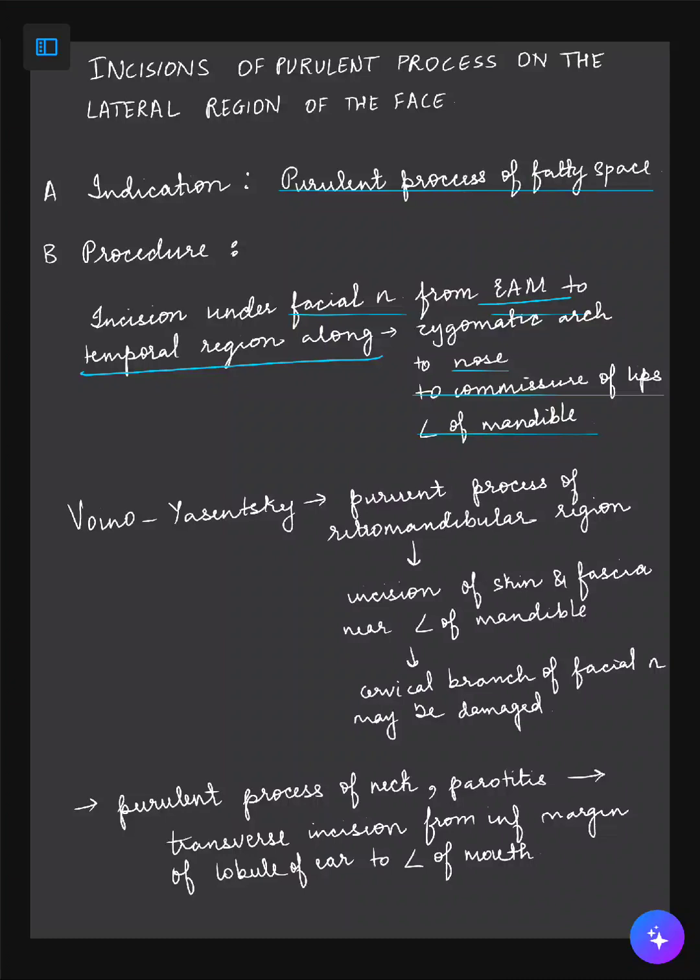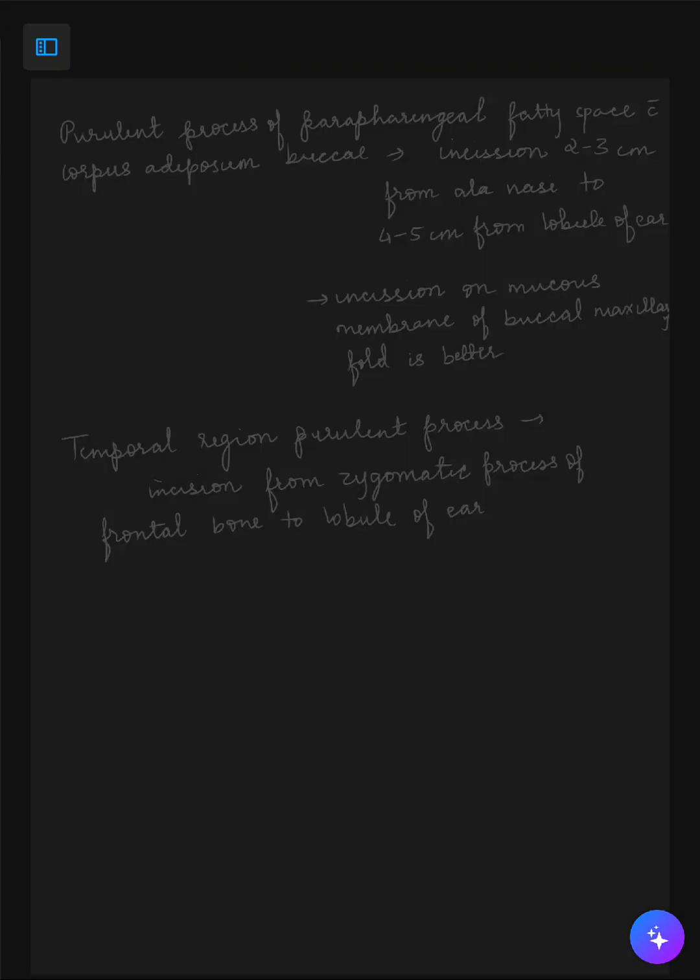Now, purulent process of the retromandibular region. Then incision of the skin and fascia near the angle of the mandible. Then the cervical branch of the facial nerve may be damaged. Next is purulent process of the neck, parotitis. There would be a transverse incision from the inferior margin of the lobule of the ear to the angle of the mouth.